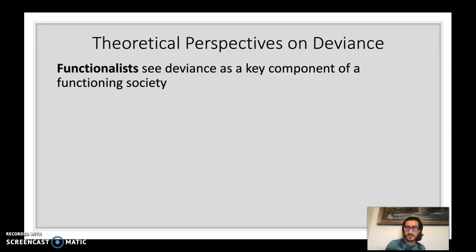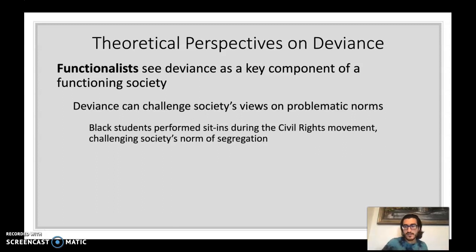There's a lot of intersections between sociology and criminology, but that intersection and this large emphasis on the study of crime has resulted in the development of a number of other theories. We're going to take a look at two other ones today as well. So functionalists see deviance as a key component of a functioning society. As always, functionalists are concerned with how society functions as a whole, as a machine.